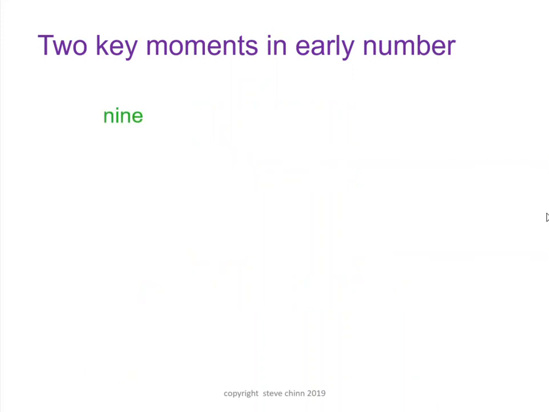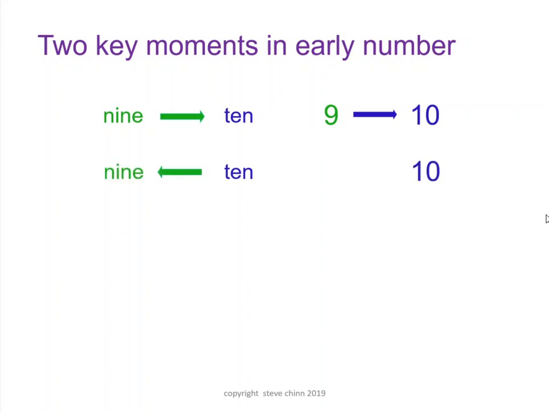So there are two key moments in early numbers. Children often learn to count to 10. So 9 to 10 is a key moment. We'll see why in just a moment. And that is because 9, 1 digit, becomes 10, which is represented by 2 digits. Always in maths we have to learn how to reverse procedures. Key skill in maths. So we have to be able to go from 10 to 9, from 2 digits back down to 1 digit.